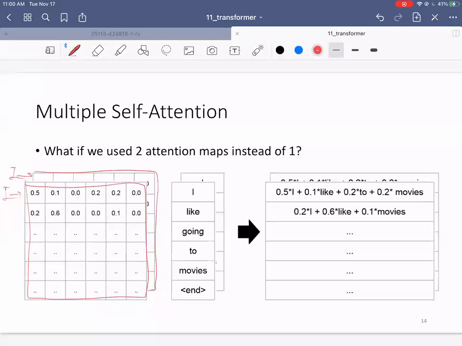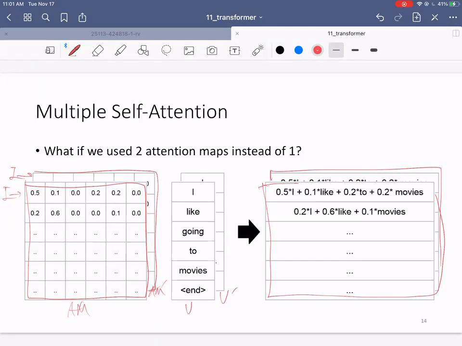So if you do the QKV operation, this is another set of V, so V prime. This is attention map AM. This is attention map prime. And you do the QKV operation, you get two sets of outputs, two sets of Z's. So this is the first output, this is the second output.